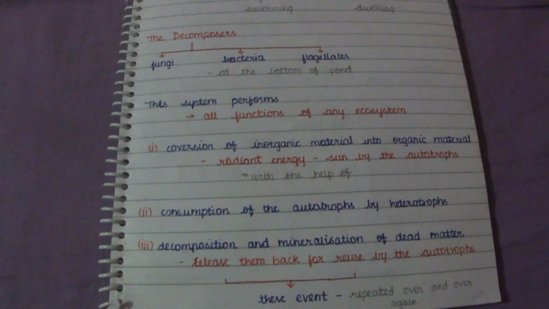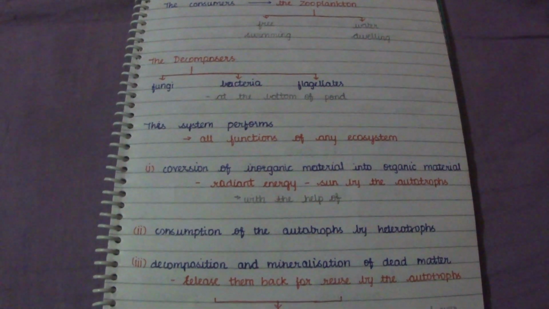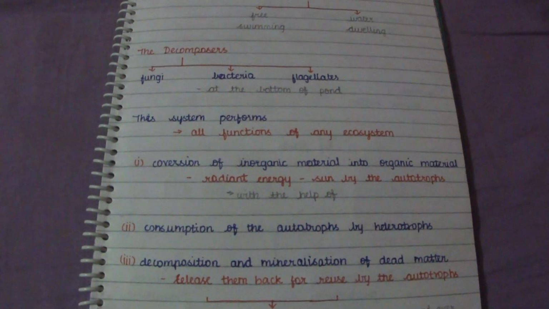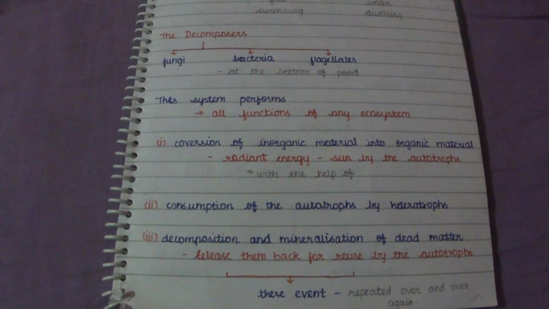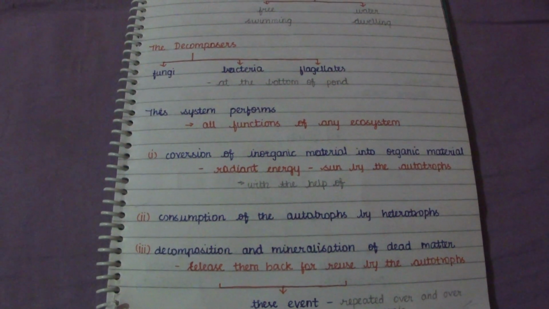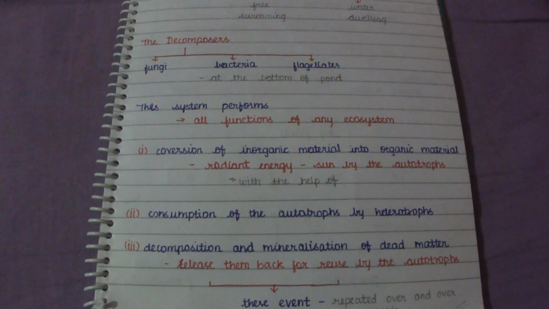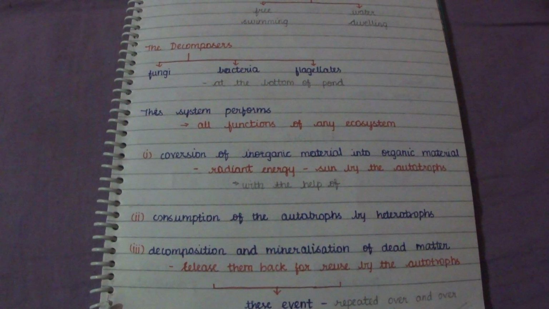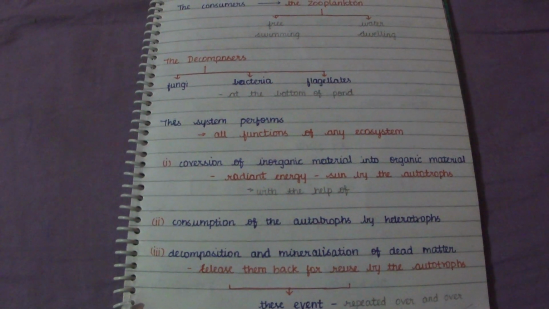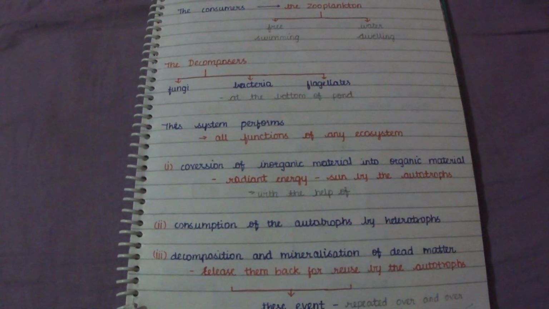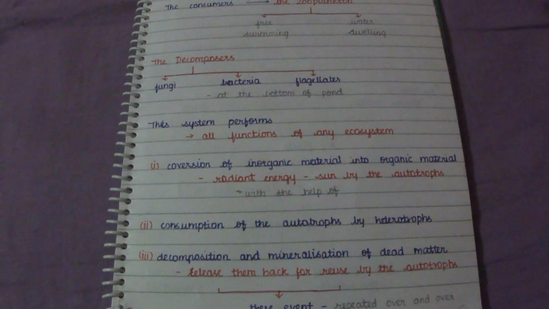So the ecosystem of a pond performs all functions of any ecosystem. All functions of any ecosystem can be seen in this pond. The conversion of inorganic material to organic material also takes place. With the help of the radiant energy of the sun, the autotrophs convert inorganic to organic materials.